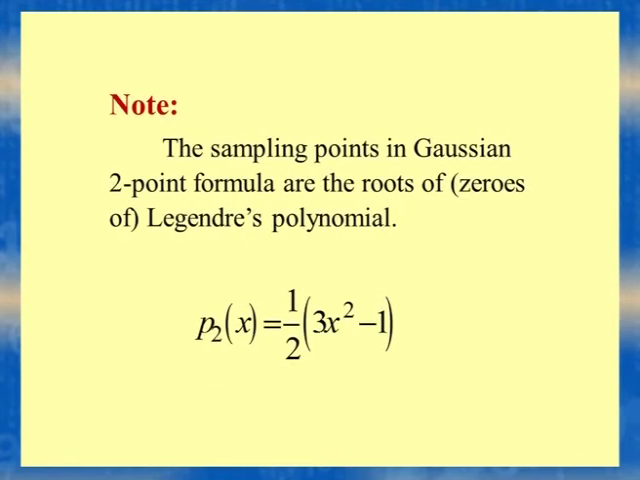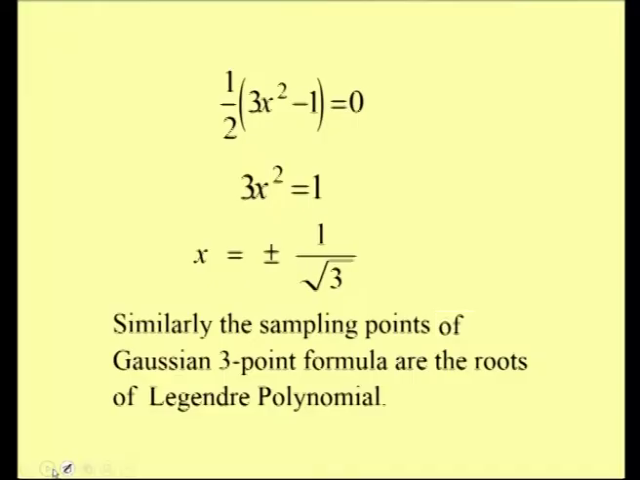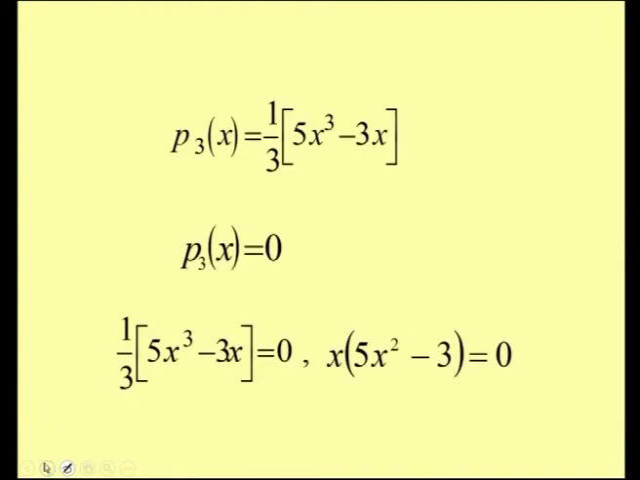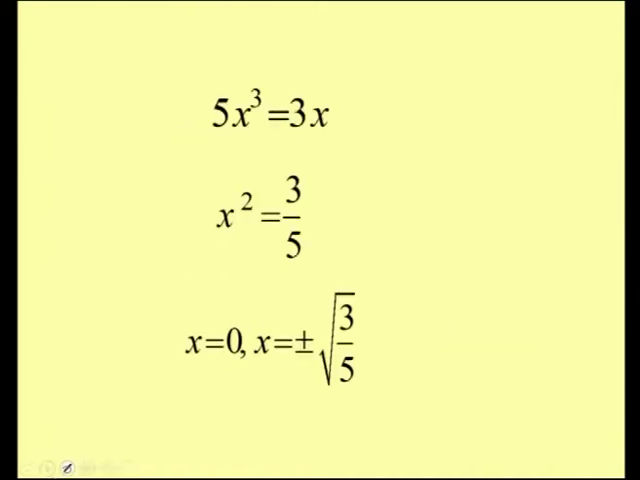You can note here the sampling points in the Gaussian 2-point formula are the roots of the Legendre polynomial, that is P2 of x is equal to 1 by 2 times (3x square minus 1). Solving this, we get x is equal to plus or minus 1 by root 3. Similarly, the sampling points of the Gaussian 3-point formula are the roots of the Legendre polynomial 1 by 2 times (5x cube minus 3x). When equated to 0 and solved, we get x is equal to plus or minus root of 3 by 5 and x equal to 0.